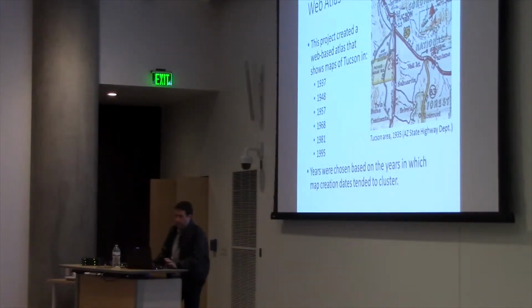And I created a web-based atlas that shows maps of Tucson in those years: 1937, 1948, 1957, 1968, 1981, and 1995. And I picked these 6 years in particular because these were years around which available historical maps tended to cluster. I looked for maps that were detailed to a street level, that had a lot of range, that covered the basin, and that I could digitize cleanly.